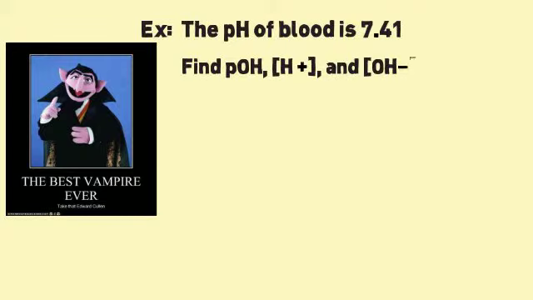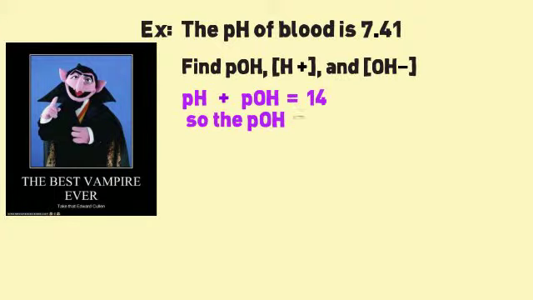So you need to find the pOH, the concentration of hydrogen ions and hydroxide ions. The first part is easy because you know the pH. pH plus pOH equals 14. So what's the pOH? That's obvious. This is an easy one. This is 6.59. Now the concentration of hydrogen ions and hydroxide ions.